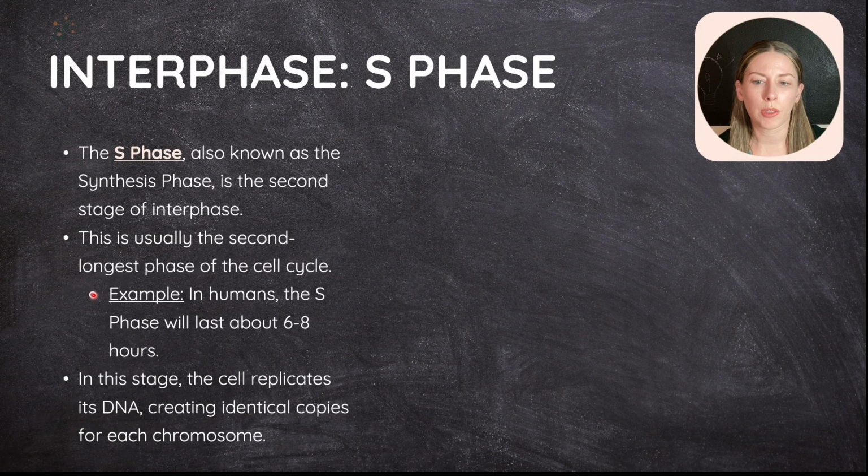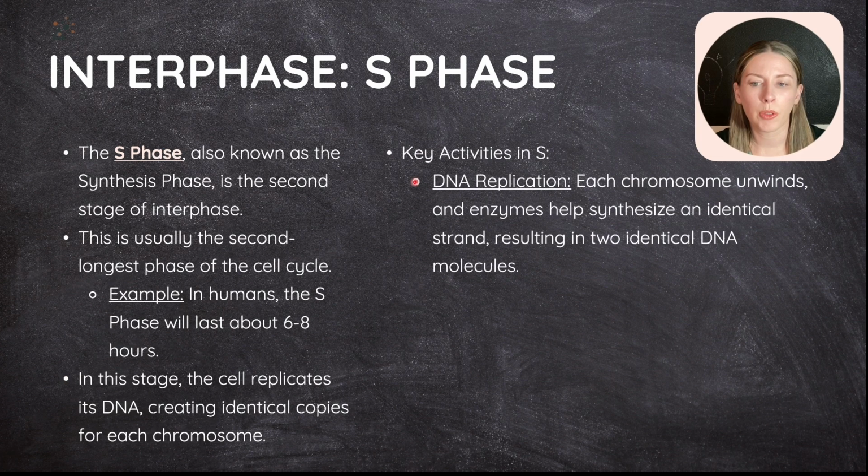For example, in most human cells, S phase lasts about 6 to 8 hours. During this stage, the cell synthesizes or replicates its DNA, creating identical copies of each chromosome. The most important activity during S phase is DNA replication, also known as DNA synthesis. While we won't go into detail here, the DNA molecule will unwind and enzymes will help synthesize a new complementary strand.